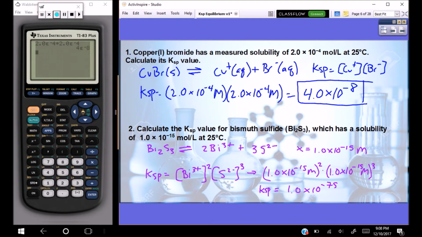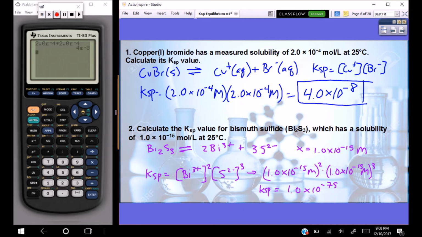So I set up my equilibrium just like I did before. And I wrote that x is equal to 1.0 times 10 to the negative 15th. That is my molar solubility. I'll talk about what x means in the next problem. But for the purpose of what we're doing, we just plug that back into our expression. And bismuth would be squared, sulfur would be cubed.